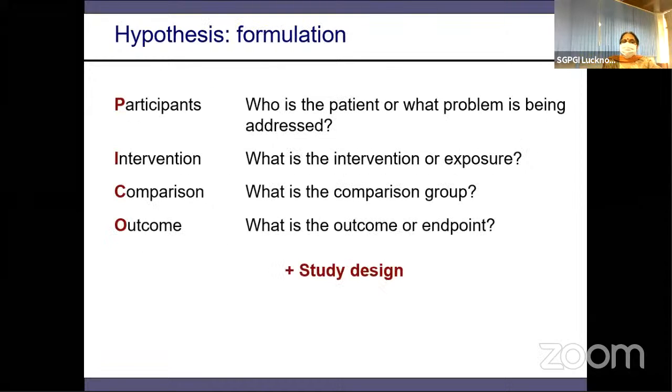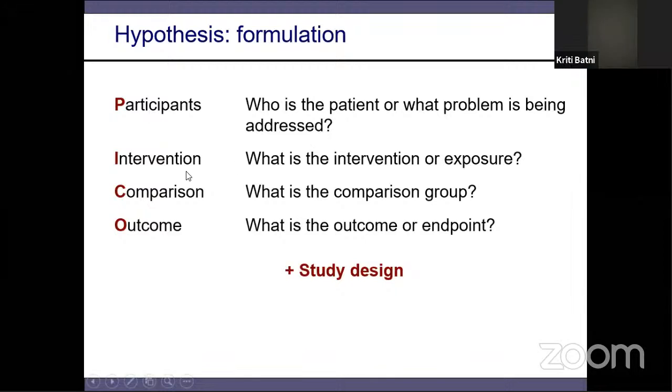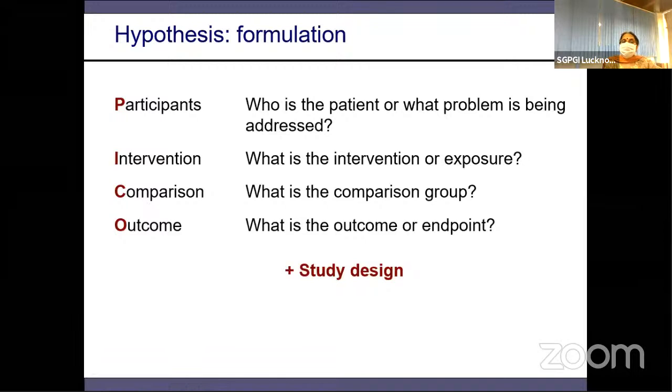So you need to have, this is called the PICO study, PICO protocol. So PICO means P is for participant. Who is the patient or what problem is being addressed? Intervention. What is the intervention you are giving to the patient? Comparison. What are you comparing with? So what is the comparison group? Outcome is what outcome are you measuring? And you also need to decide what study design is the best for answering that question.